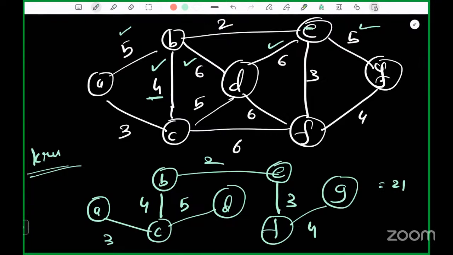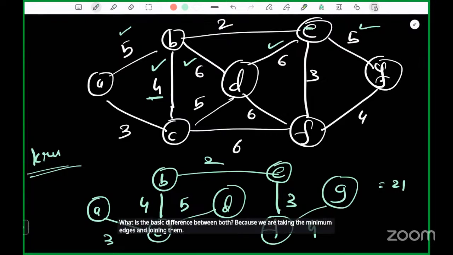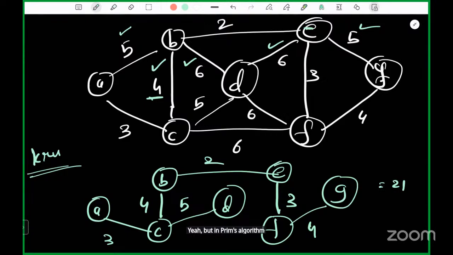These two algorithms are actually easy to apply, and we can find the graph cost. Ma'am, what is the basic difference between both? Because we are taking the minimum edges and joining them. Yeah, but in Prim's algorithm, we have choices to take, right? We cannot take every edge. There are choices, and we have to grow our tree. So in our growing tree, we have to consider the branches.